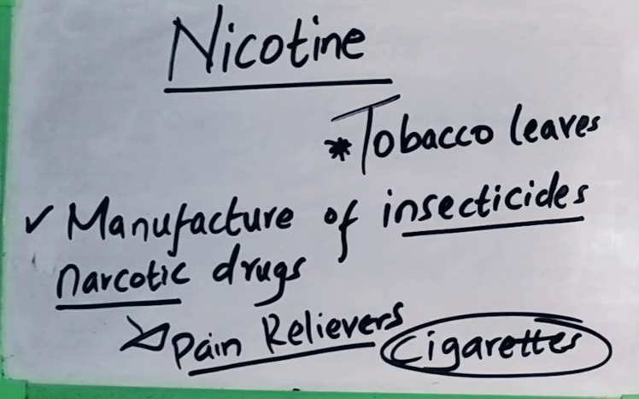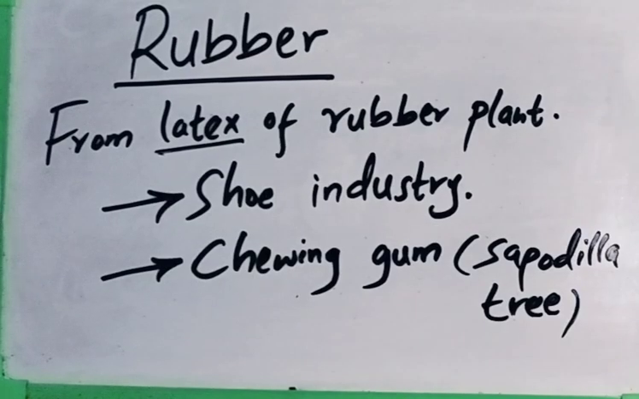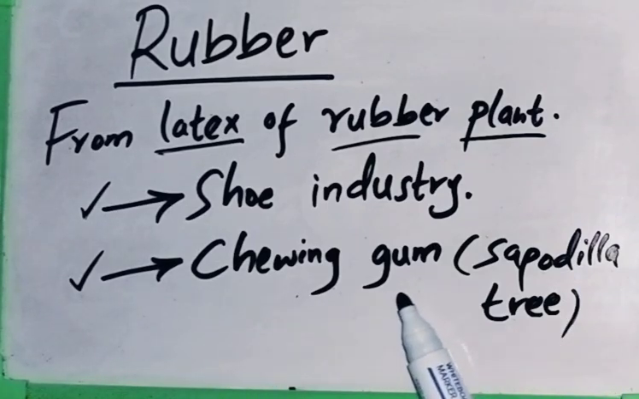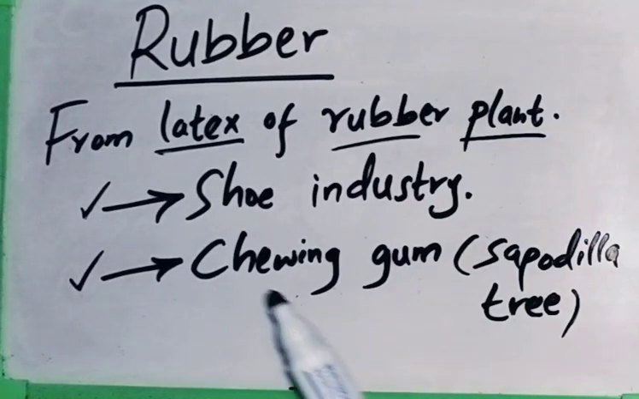Rubber. Rubber is gotten from the latex of rubber plants. And it has two commercial functions. Number one, in the manufacture of shoes. So it is used in the shoe industry. Then number two, there is a special type of latex from a plant we call the sapodilla tree that produces rubber that is used in manufacture of chewing gum. So shoe industry and also manufacture of chewing gum.